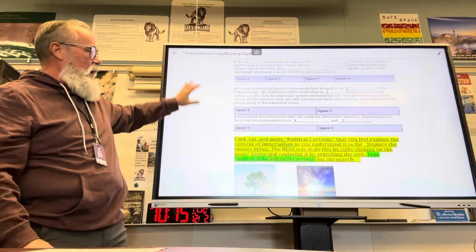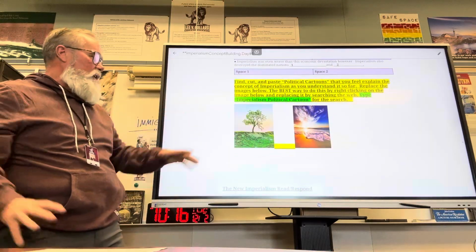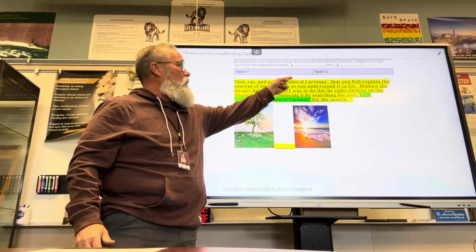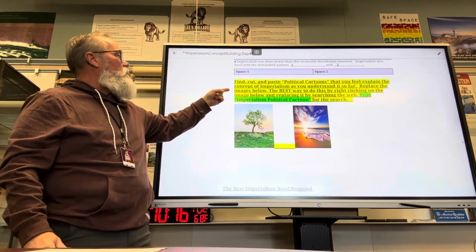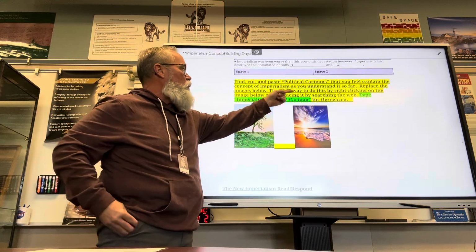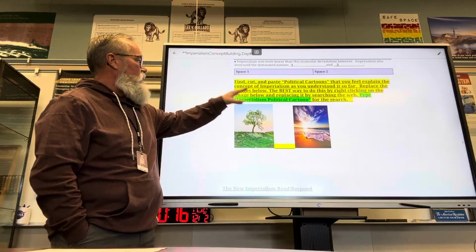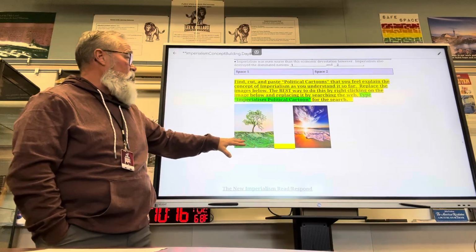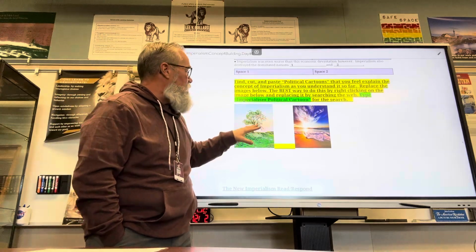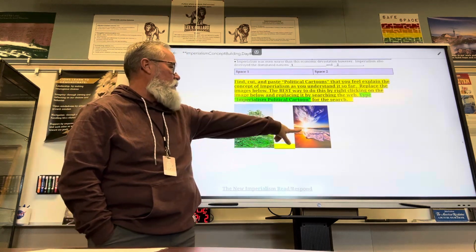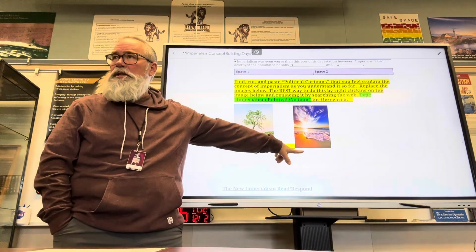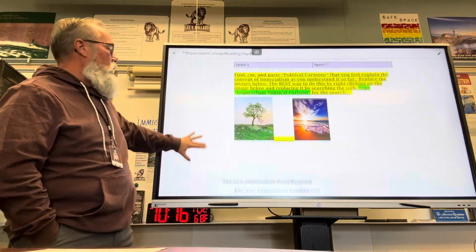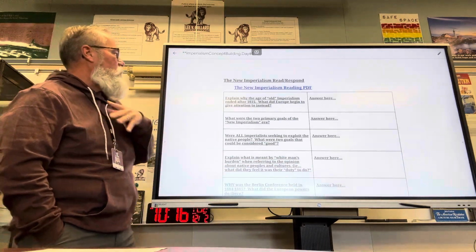Now, the next thing I'm going to have you do, and I'm going to have you do it in just a few moments, but for right now, let me give you instructions. Find, cut, and paste political cartoons that you feel explain the concept of imperialism as you understand it so far. Replace the images below. Right-click on the image, replace it, type imperialism political cartoon. So I'm expecting 2 political cartoons for imperialism. It's easy stuff, okay?